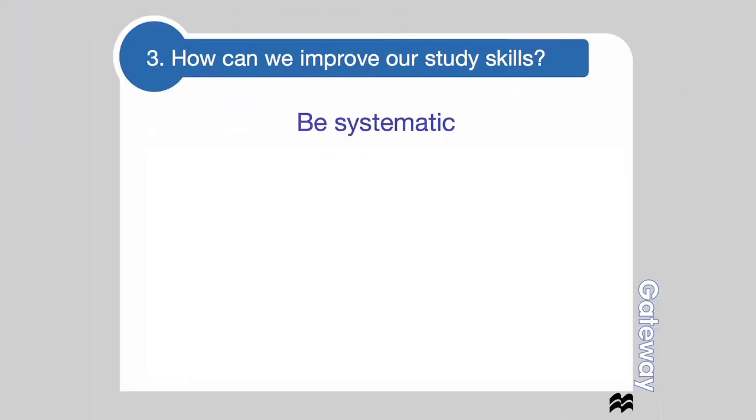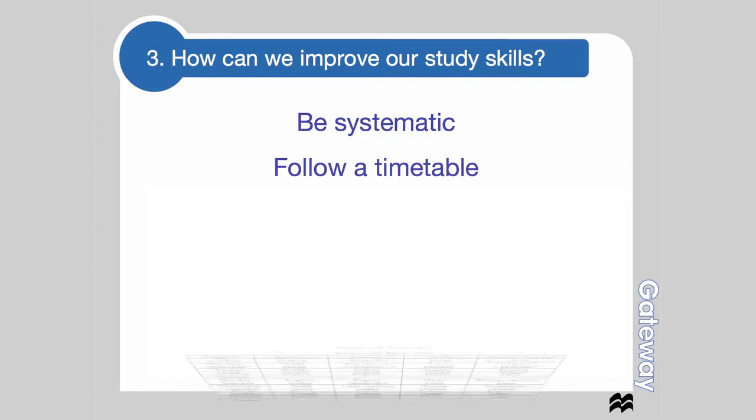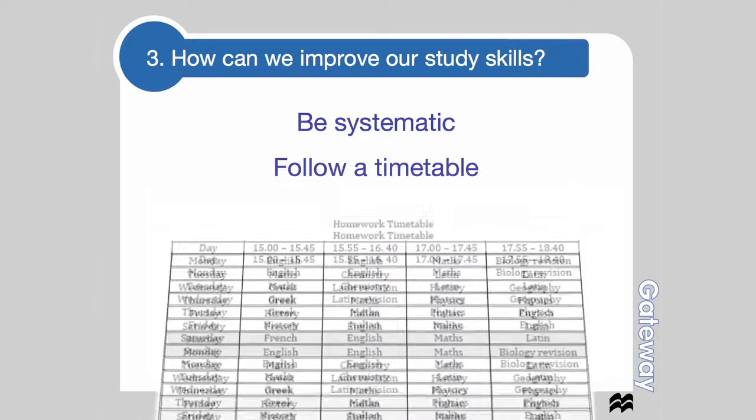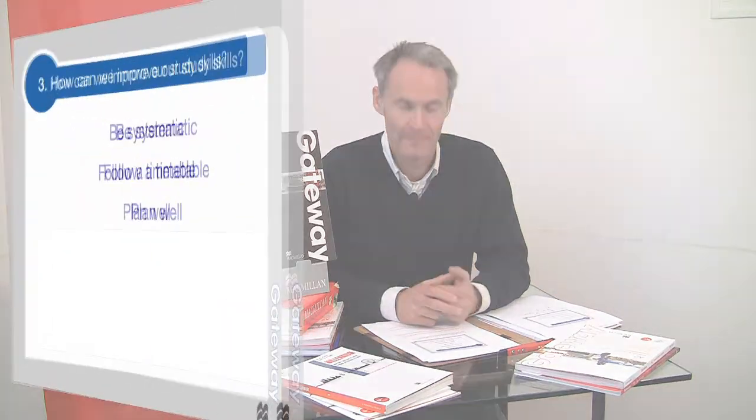Okay, on the graph before we saw how we can improve memory. Let's now look at how we can improve our study skills. Firstly, you must be systematic in the way you prepare. Secondly, I would always try and follow a timetable. Create yourself a timetable at the beginning of each week, knowing what you've got to do, and follow it. Plan well. Plan everything that you need to do, think about what you need to do, and make sure that you allow enough time for each thing.